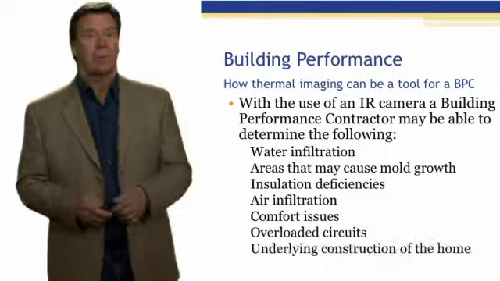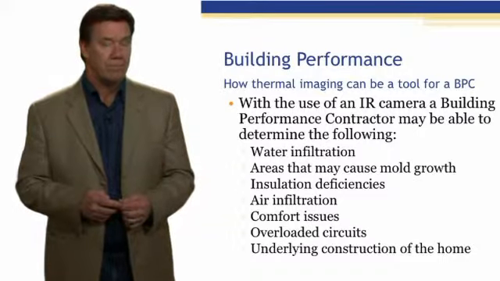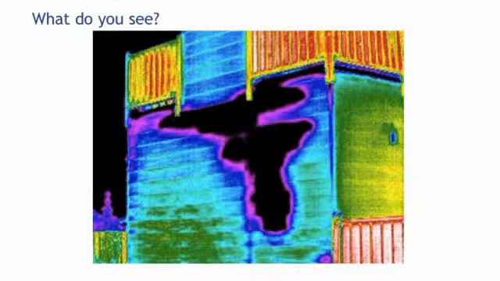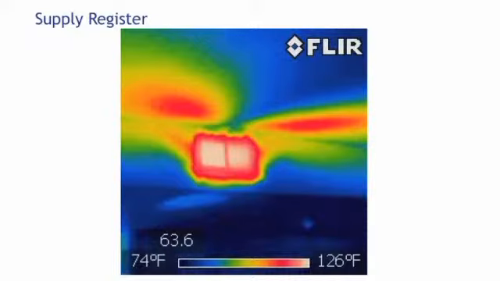In addition to this, they can also help us see what the underlying construction or framing details are in the home. So for example, what do you see here? We see a variety of colors, but we definitely can see that there are parts of this building that are transferring heat at much greater rates than the other part. So here we can see that the heat loss at the top of the building is greater than the heat transfer towards the bottom. Here, for example, we have a supply register. We can see the heat path of the air escaping from the register because we're seeing the surfaces around it which it heats.